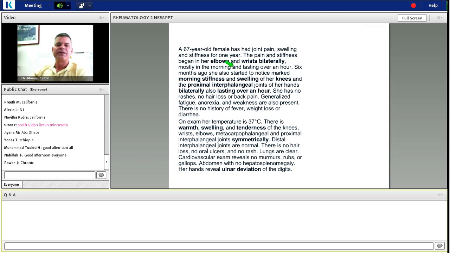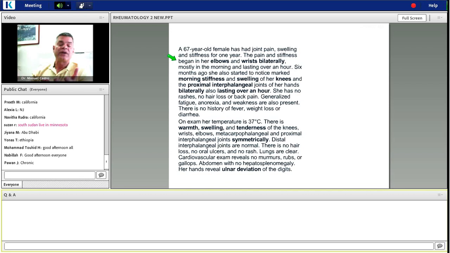6 months ago, she started to notice some marked morning stiffness and swelling of her knees and the proximal interphalangeal joints of her hands bilaterally, lasting over an hour. So now we've got a couple of things here that are really important. In rheumatology, we have what are called clinical parameters, clinical criteria, to make a diagnosis for certain diseases. For example, for rheumatoid arthritis, we don't necessarily have to do a test. As long as we have a significant amount of clinical criteria, we can make a diagnosis without any further testing.